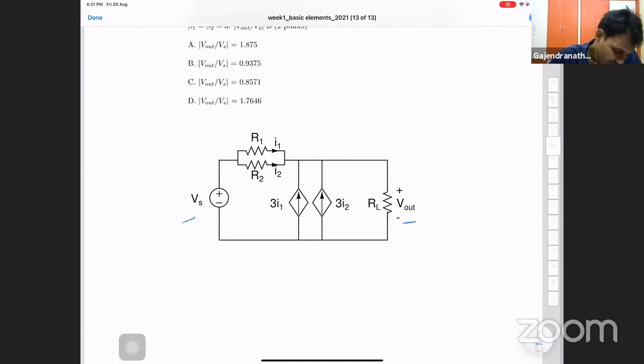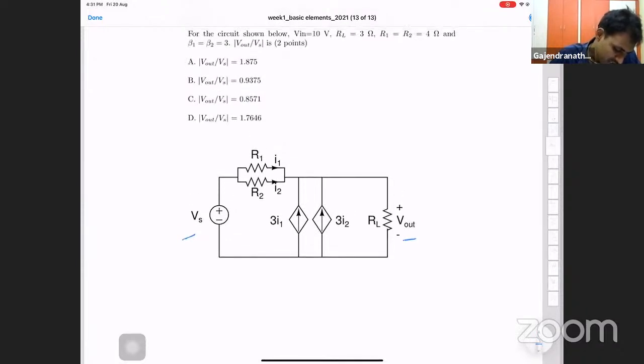Now, we have to apply KCL and KVL here. If you see the current entering the resistor here, 3I1 and 3I2, both are coming here, and I1 and I2 also, all of them are entering this resistor. So V out is equal to 3I1 plus 3I2, plus, sorry, I1 plus I2, times RL. This is V out.